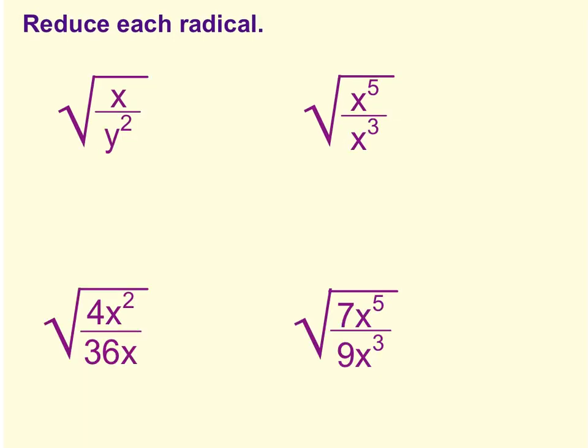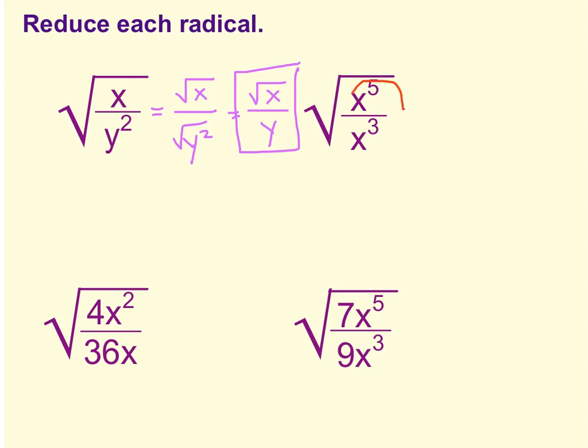All right, here's our last slide. Kind of like we did the fractions last time, if you can reduce in here first, do that, and then square root. This first example, it's an x and a y. You can't reduce those together, so just square root each one. Square root of x just stays as a square root of x. We don't have enough x's to square root it. And then the square root of y squared is y. So that one is complete.